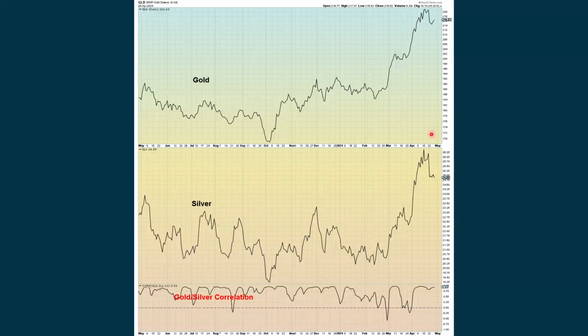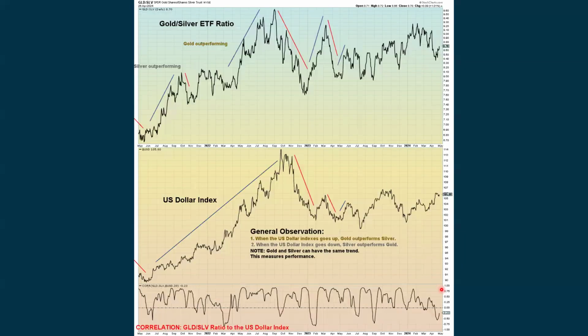Then I take the closing value for gold on top. That's why you only see a line chart, and the closing value for silver, and I look at the correlation between the two. The higher this indicator is at the bottom, the more they're going in the same direction at the same time. Now, it could be up and it can be down. It just means they're moving more in tandem with each other, and we're seeing a pretty strong relationship between the two.